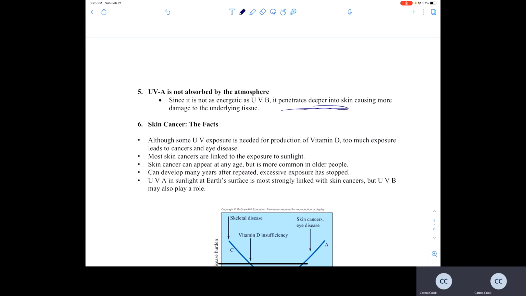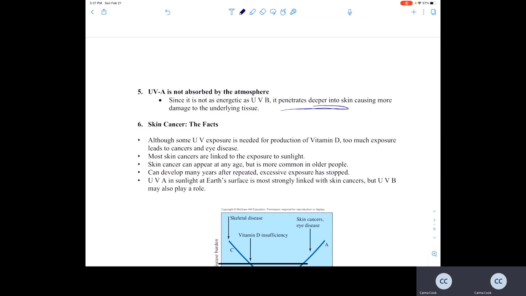And so skin cancer can appear at any age, but it's more common in older people. The longer you've been on the planet, the longer you've been exposed and or overexposed to UV, the more likely you are to have skin cancer. And so skin cancer can develop after many years of repeated excessive exposure to sunlight. Even if you've stopped that excessive exposure at some point, still it can show up later on in life.